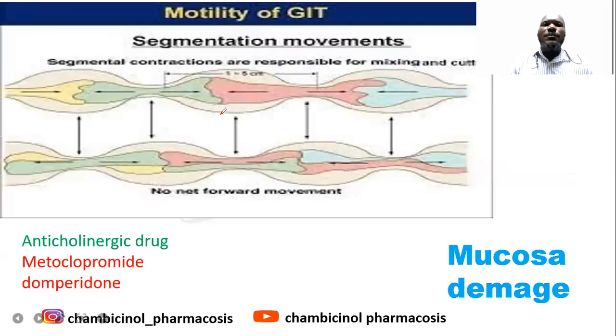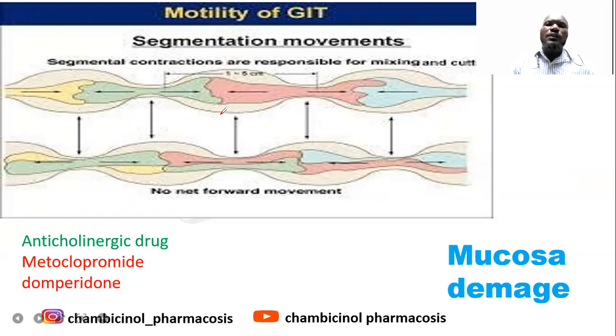If you can see this segmentation movement and peristaltic movement in the GIT here, this affects absorption. For example, an anticholinergic drug tends to slow down the motility of the GIT. So once a drug is taken concomitantly with an anticholinergic drug, we expect its absorption to be very high, because the anticholinergic drug slows down the motility of the GIT. But some groups of drugs tend to increase the peristaltic movement or motility of the GIT, and this will retard the absorption of the drug.